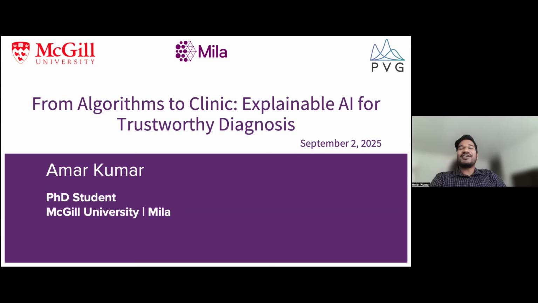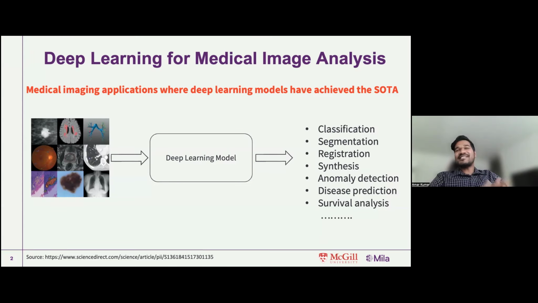It's a general talk that will mostly focus on my research and also some of my colleagues' research that I have been closely involved with. And I guess all of us are familiar with these topics. So we have seen deep learning for medical image analysis being deployed in several aspects of analysis, be it classification, segmentation, registration, synthesis, anomaly detection, or so on. The list is very non-exhaustive. We cannot now keep track of what are the things that it has been deployed for.